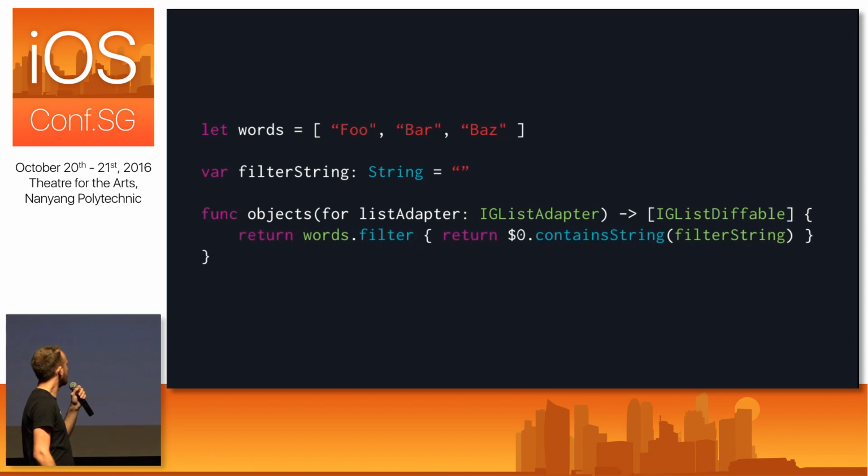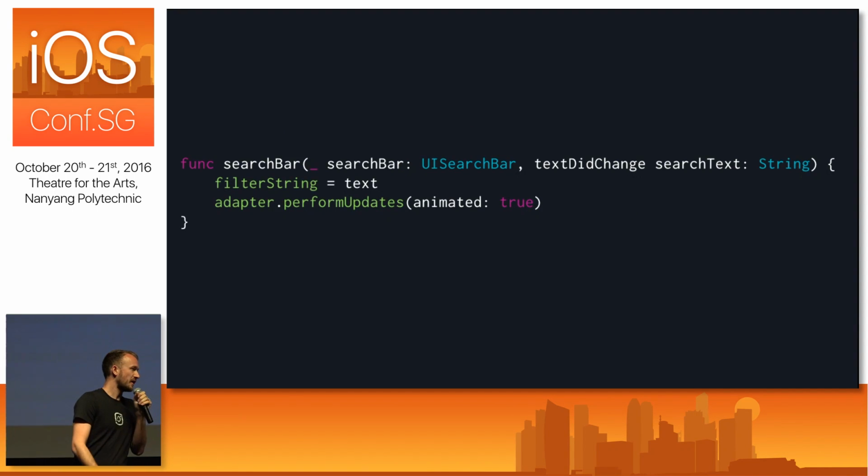Well, imagine that we want to filter this array of strings based on some text input. So we have a variable where we store our filter string, and then when we return the objects, we actually filter that array of objects for that filter string. Then we set up a UISearchBar, and on that delegate we just store the text and we call a method on the adapter that says perform updates. And this can be animated or not animated.